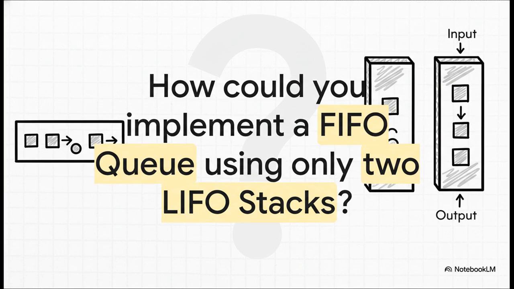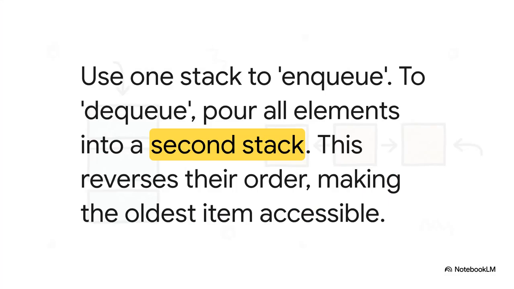Now for a classic brain teaser. Imagine you need the first in, first out behavior of a queue, but the only tool you have is a stack, which is last in, first out. How in the world could you build a queue using only stacks? The answer is so clever.